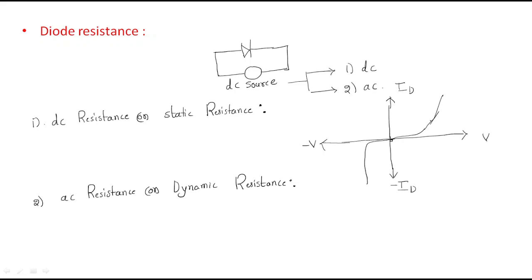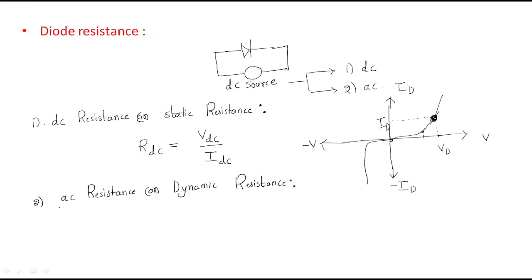If we take any one point on this region, after this knee point, consider the diode voltage at that point and take the current. This is the diode current. The ratio of the voltage and current will give the resistance for the DC supply, known as the static resistance or DC resistance. That will be represented by RDC, that is VDC by IDC. Understand? By applying the DC supply, we take VDC by IDC. Simply, at any point on the curve, but better to take it after the knee point.